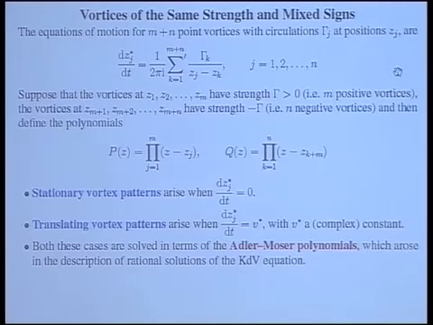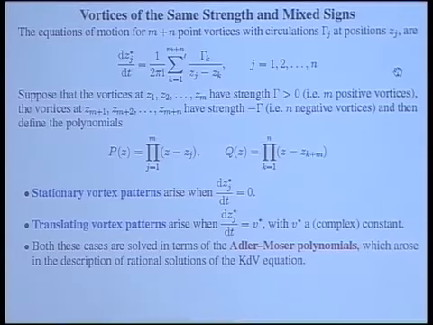And I'm going to first look at two particular cases. One, stationary vortex patterns, which is when this is actually equal to 0. And the other one is when it is just a constant. Now, those are called translating vortex patterns. And both of these you can solve in terms of the Adler-Moser polynomials explicitly.